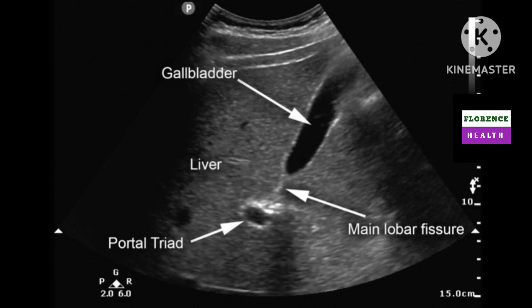This slide shows the right portal vein and main lobar fissure. The right portal vein will lead to or point to the gallbladder neck through the main lobar fissure. What is the main lobar fissure? The main lobar fissure is a thin echogenic line, or thin bright line, in between the gallbladder neck and right portal vein.